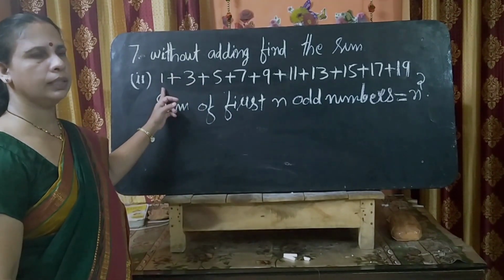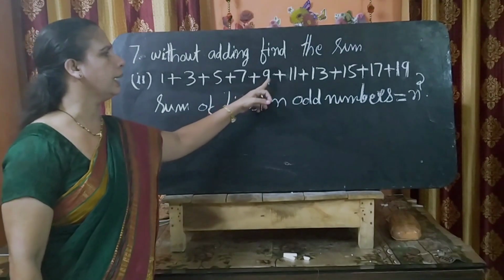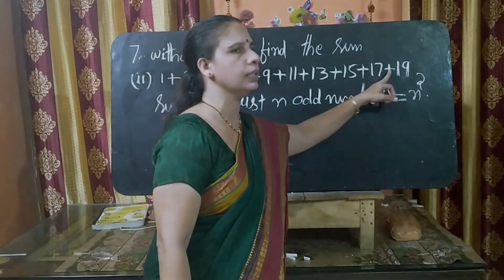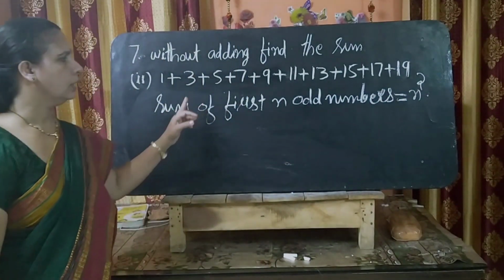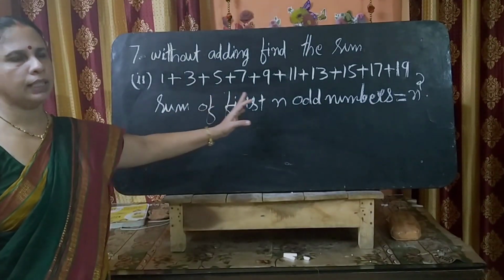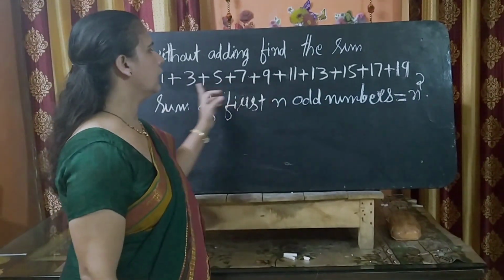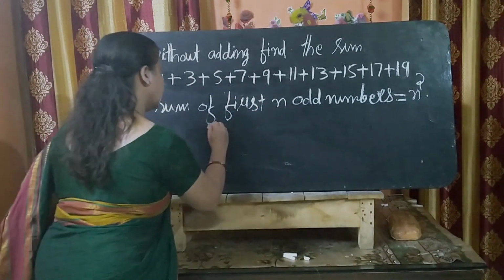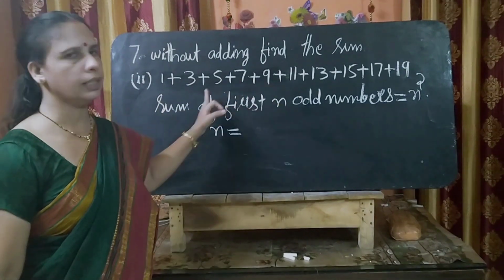Here the second question is 1 plus 3 plus 5 plus 7 plus 9 plus 11 plus 13 plus 15 plus 17 plus 19. These are also odd numbers. We know that the sum of first n odd numbers is equal to n square. n is equal to how many numbers are here? 10.